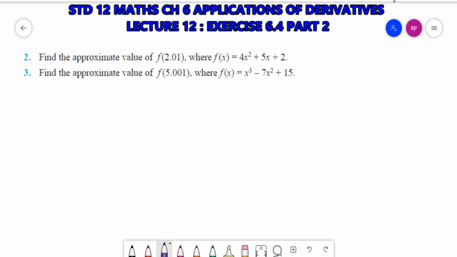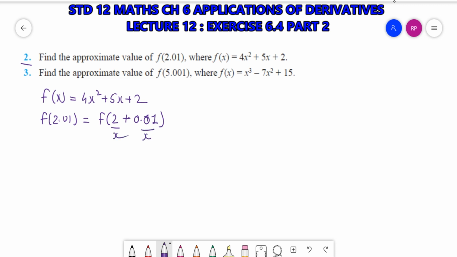Question 2 and 3 both are similar, so I will solve one and the other one you have to solve by yourself. See question number 2, f of 2.01. You have to find out f of 2.01 when f(x) is given as 4x square plus 5x plus 2. Now f of 2.01 can be represented as f of 2 plus 0.01. So this is our x and this is our delta x. So what was our formula?